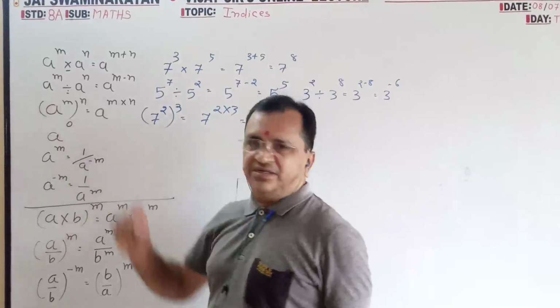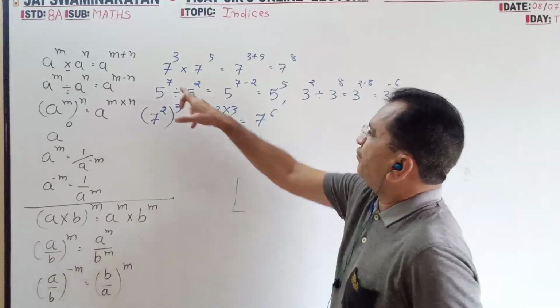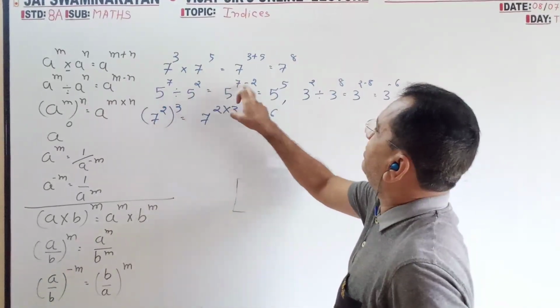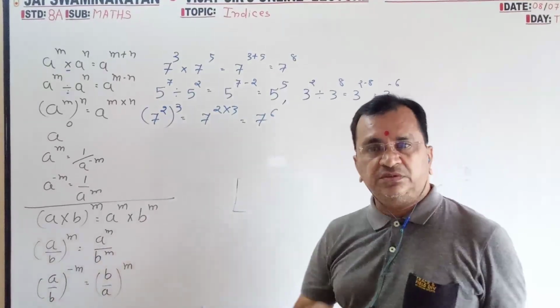When there is a division, base are same, power are different. So first number minus second number, means power minus power. Sometimes it will come negative also.